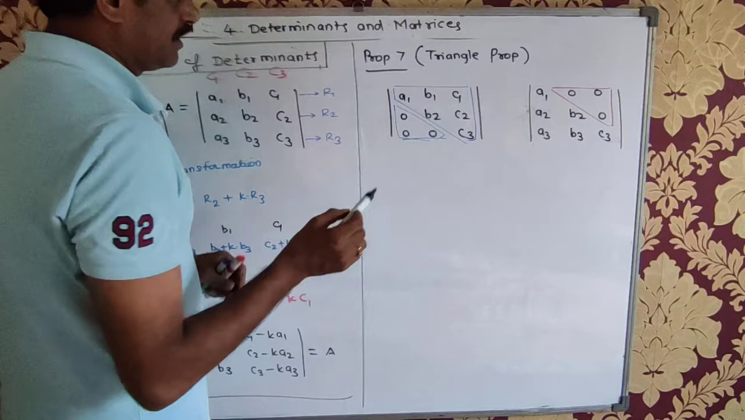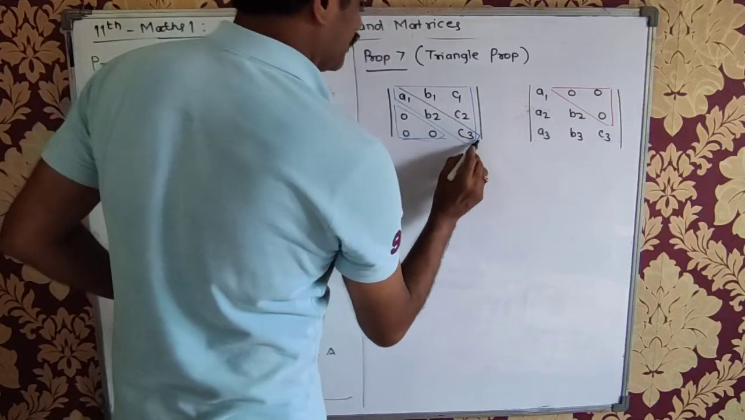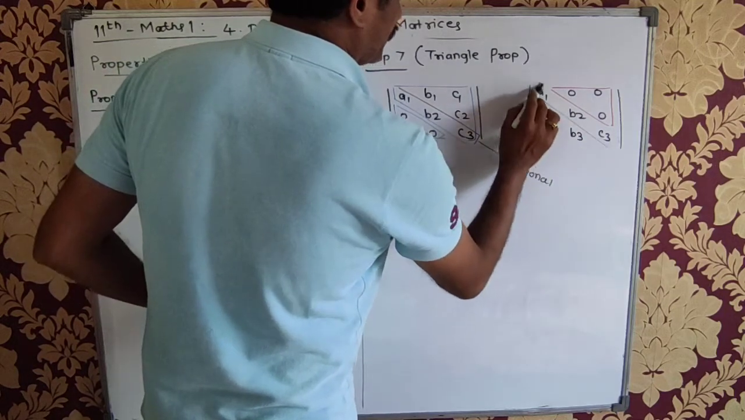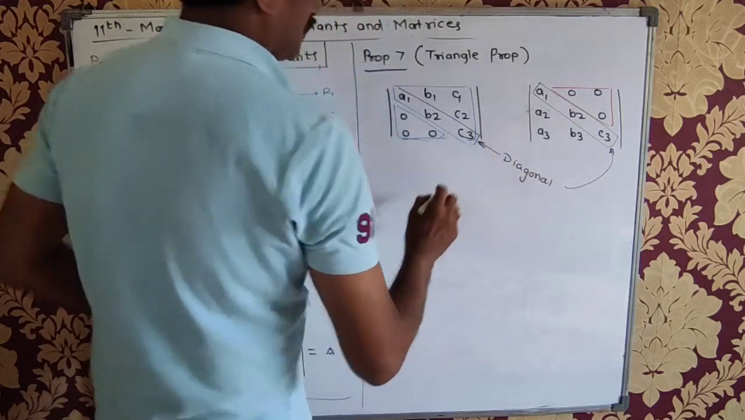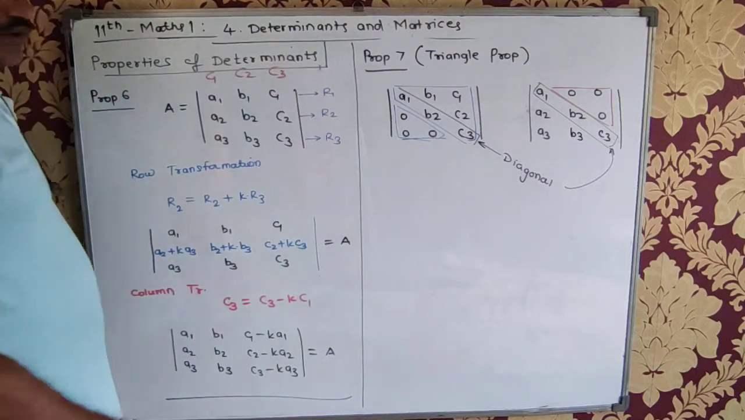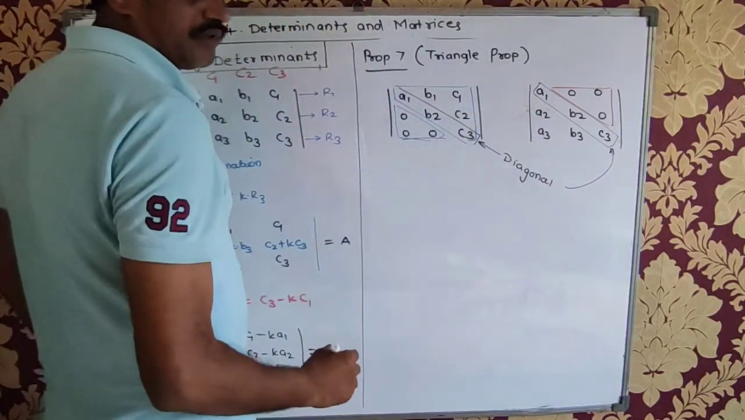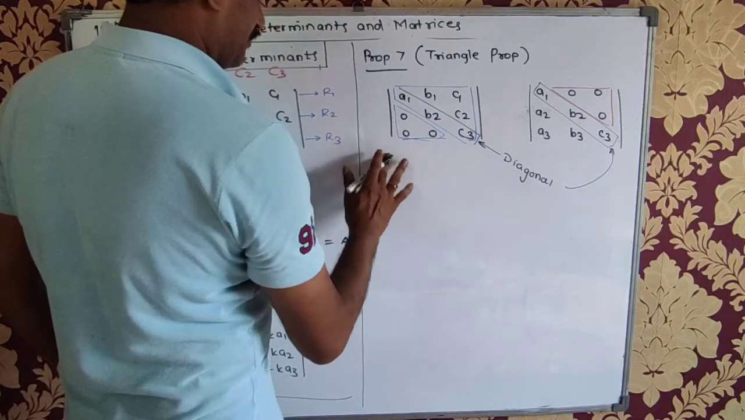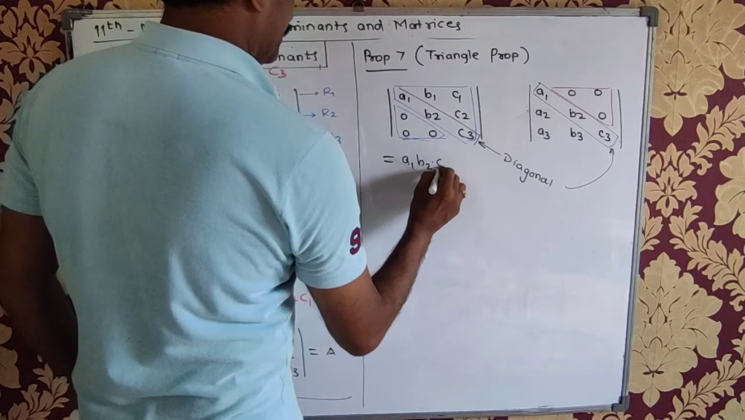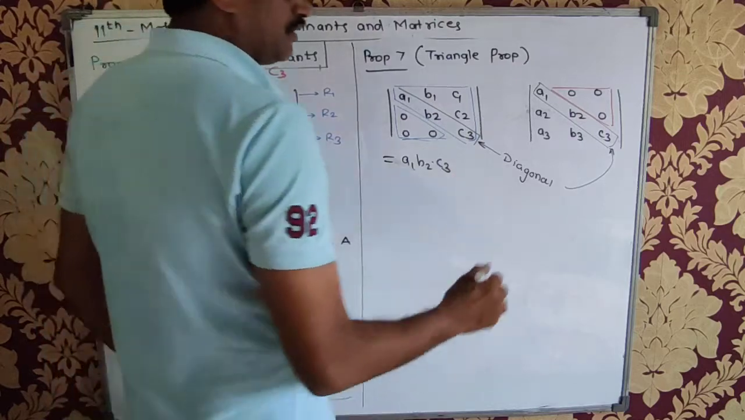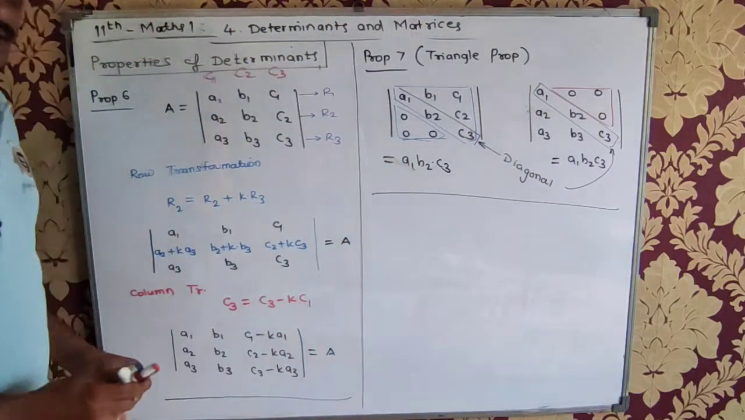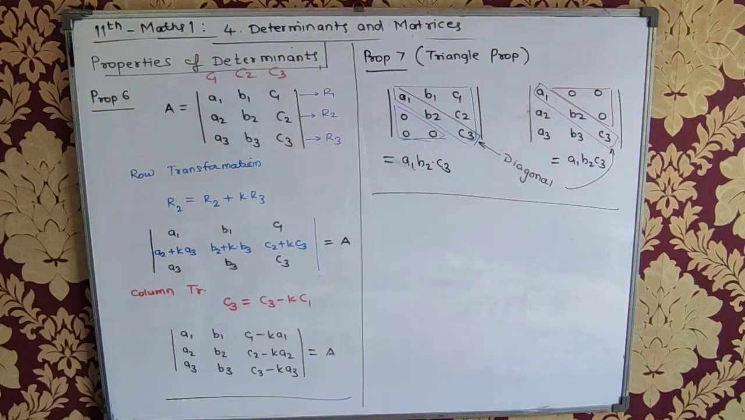This is called the diagonal, and there is a diagonal here too. If all the elements below the diagonal are 0, or all the elements above the diagonal are 0, then the value of the determinant is equal to the product of all the diagonal elements, A1, B2, C3. Direct. This is the property called the triangle property. Is this clear? Is that okay?